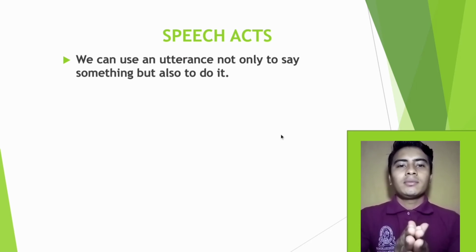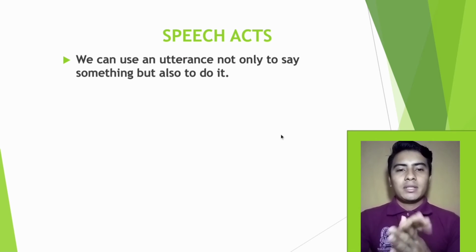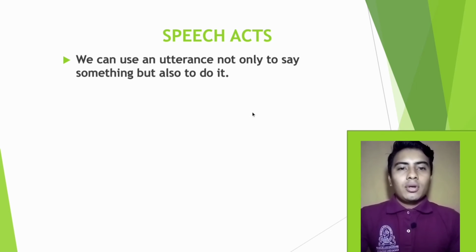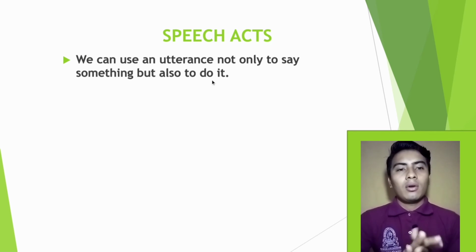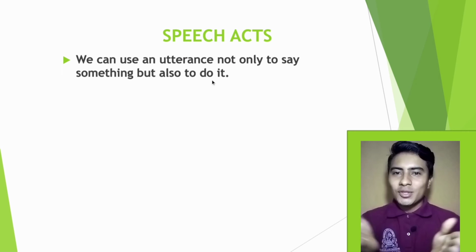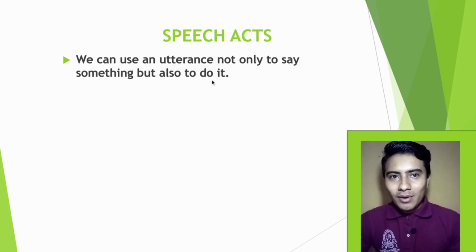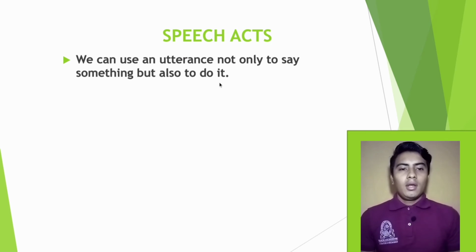Now, we move on to a new subtopic of semantics. In this, the speech acts. British philosopher John Austin explained in his book called How to Do Things with Words that we can use a sentence not only to say something but also to do it. How is this possible? Is this some kind of telekinesis or superpowers? No, it's actually much simpler than that.